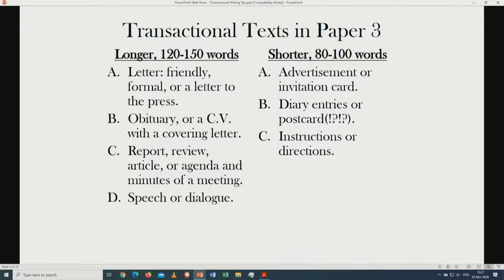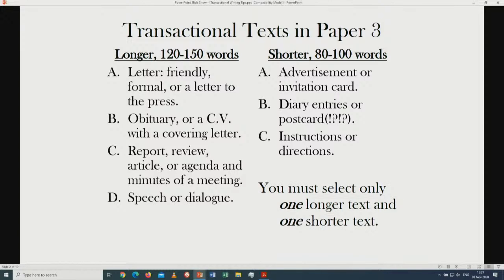Okay, and then the third category, instructions or directions. Now, these are very, very valid indeed. And we are certainly going to look at both of those in some detail later on. Then, you must select one longer text and one shorter text. Those are the fixed instructions. Okay.